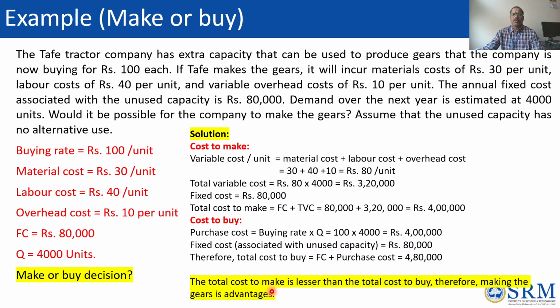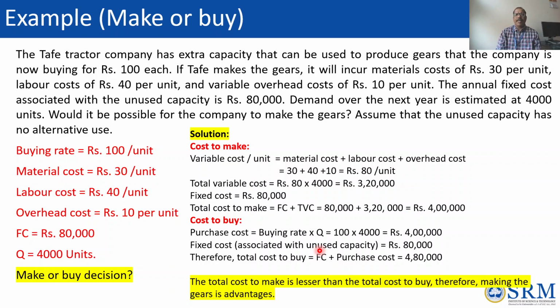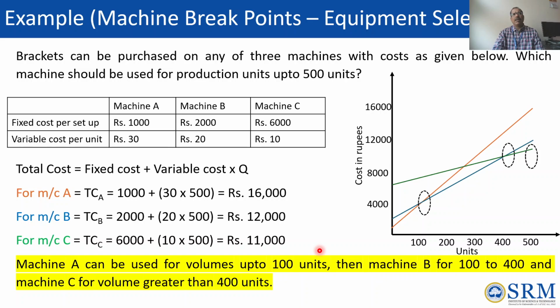So the total cost to make is lesser than the total cost to buy. Therefore, making the gear is more advantageous than purchasing it. Okay. So this is an example for make or buy decision. Earlier we saw process A and process B, which process is better, and we saw two machineries, machine A and machine B, to make a particular product. For some quantities, machine one may be suitable; for some other quantities, machine two is better.